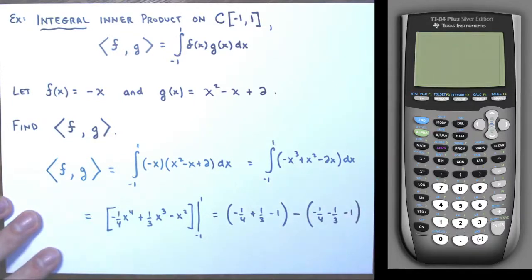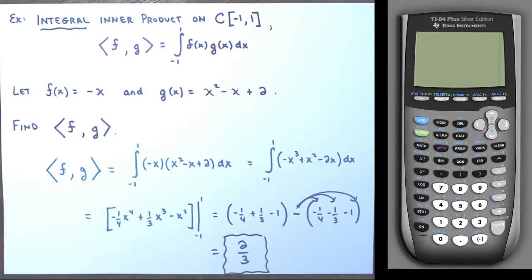Okay, so you see some things canceling here, right? With the even, the negative. You see, I have negative 1/4 minus negative 1/4. I'm distributing this negative 1 over here. You have negative 1/4 here minus negative 1/4 there. That's 0. Then 1/3 minus negative 1/3. That's 2/3. And then negative 1 minus negative 1 is again 0. So I'm left with 2/3. And that's my final result. Right? 2/3.